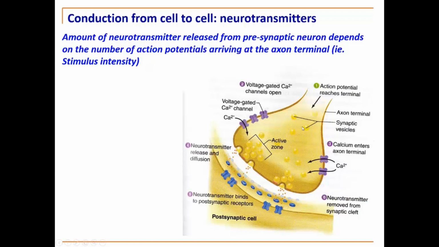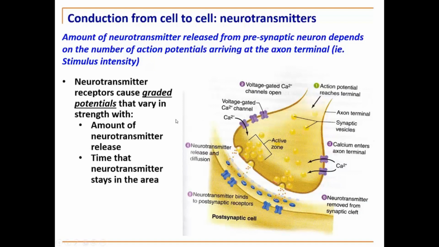And so really, the amount of neurotransmitter that is released from that presynaptic neuron depends on the number of action potentials arriving at the axon terminal. In other words, how intense was that signal? Did you hit yourself gently or did you hit yourself hard? If you hit yourself hard, you have lots of action potentials coming down, therefore lots of neurotransmitter release. If you hit yourself gently, you just get a couple of action potentials and a little bit of neurotransmitter being released.